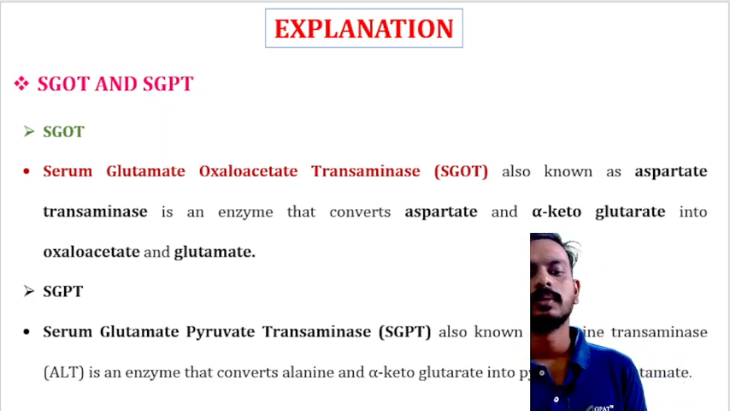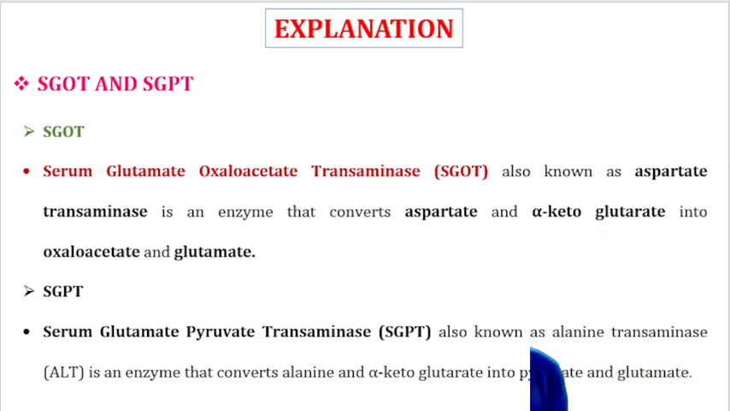SGPT is serum glutamate pyruvate transaminase, also known as alanine transaminase. This helps convert alanine and alpha ketoglutarate into pyruvate and glutamate. These two enzymes are important biomarkers for liver disease. During different types of liver disease their levels significantly increase, and they act as a diagnostic tool for the identification of different types of liver disease. Okay, so moving to the next question.